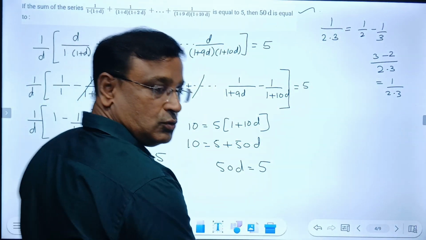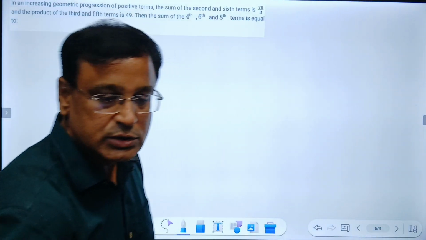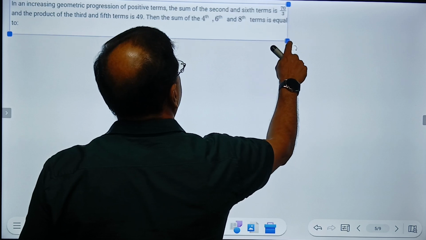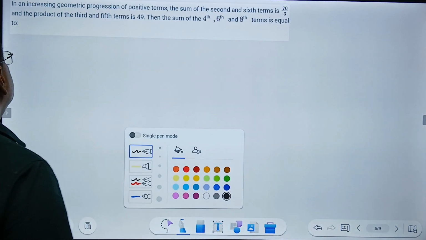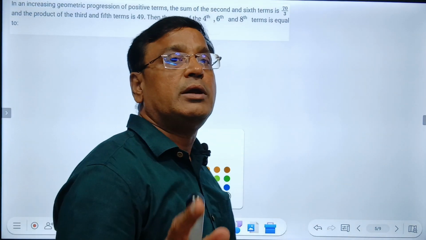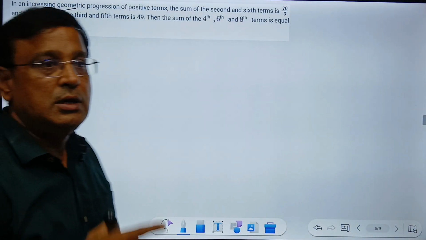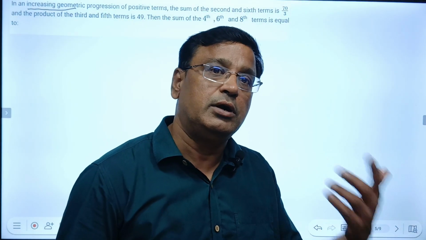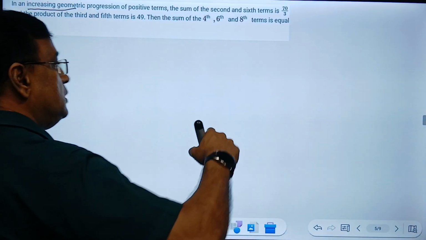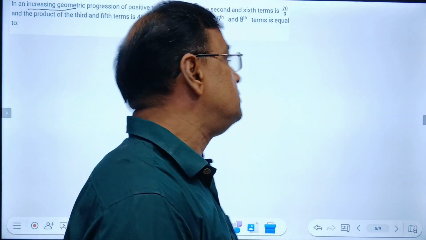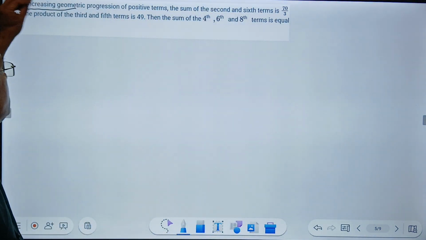Okay, let's go to question number 3. Now, how do I do question number 3? I'll just make it a little bigger. Okay, question number 3. In an increasing geometric progression, so that's a very important word. In an increasing geometric progression, that means r should be a positive number. And it can't be a fraction, it has to be a number greater than 1. The progression should keep on increasing. So you cannot have fractions less than 1. So it's an increasing geometric progression.